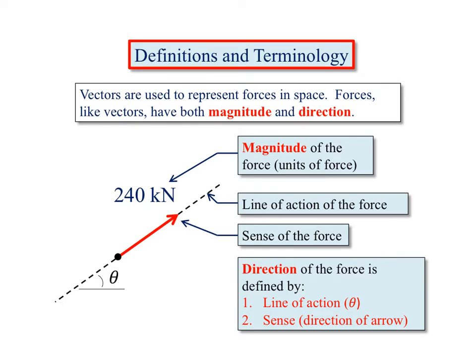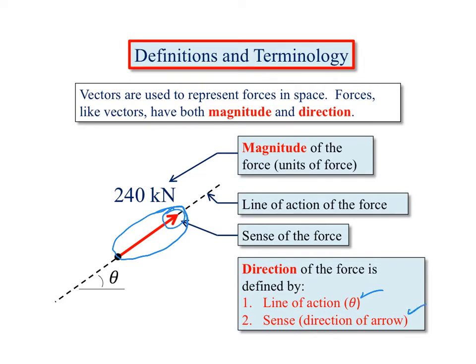We use vectors to represent forces because, like forces, vectors have both magnitude and direction. When we're dealing with a force, the direction really is defined by two separate things. So if we have a force here indicated by the red arrow, there's two things that define the direction. One is the line of action. So the dotted line is the line of action, and we can define that by the angle that it makes with the horizontal, in this case, the angle theta. And then the sense is just the direction of the arrow.